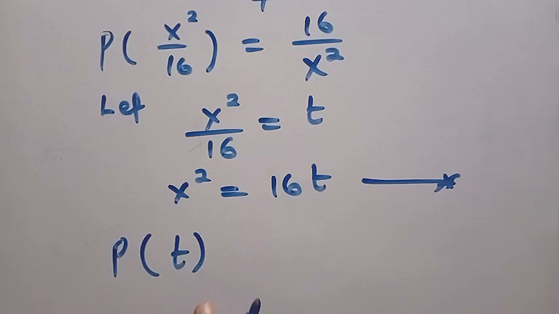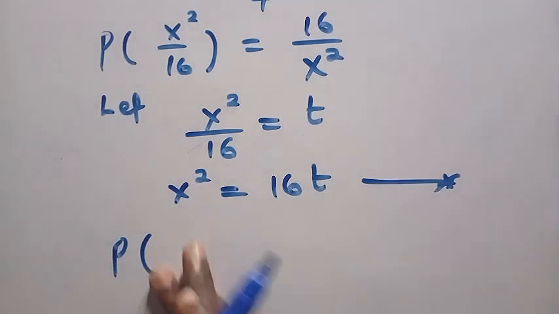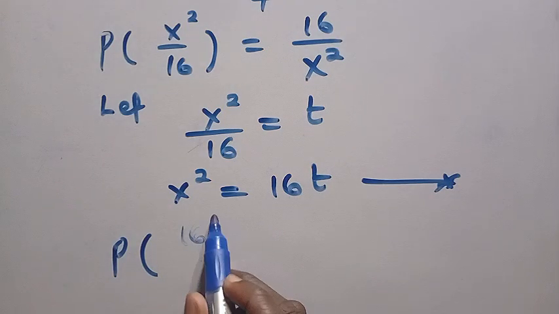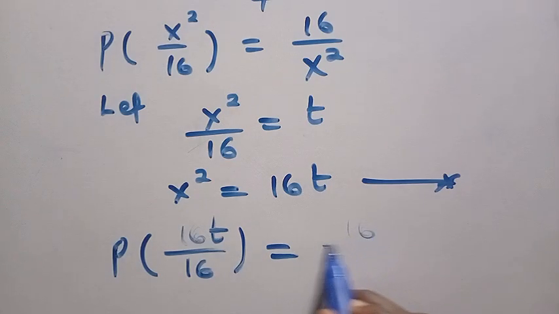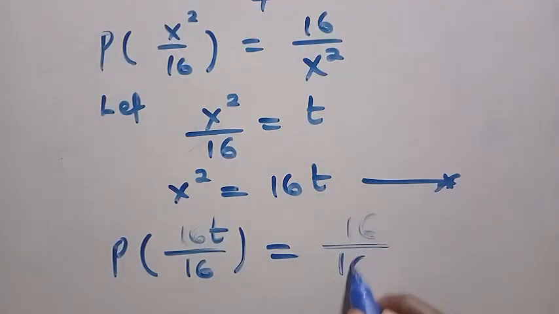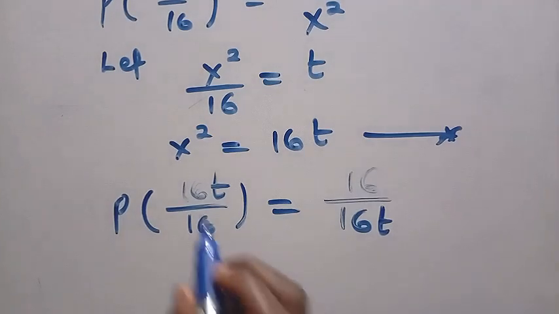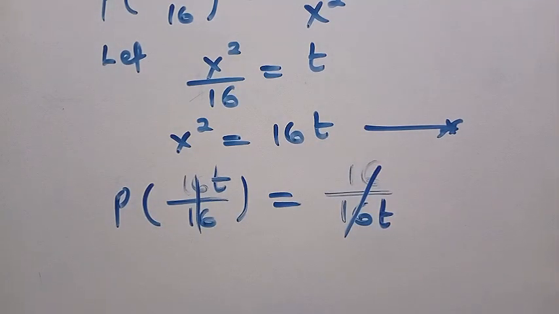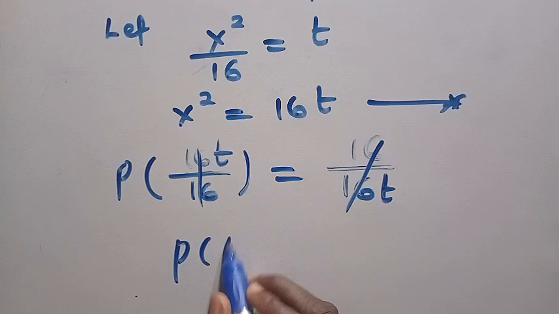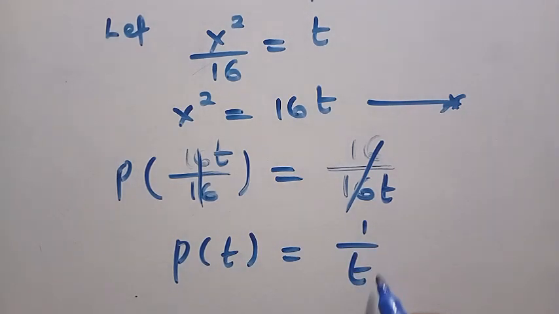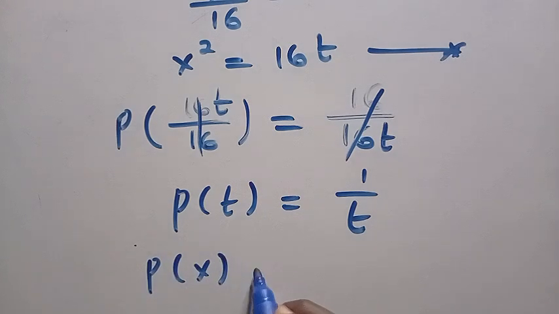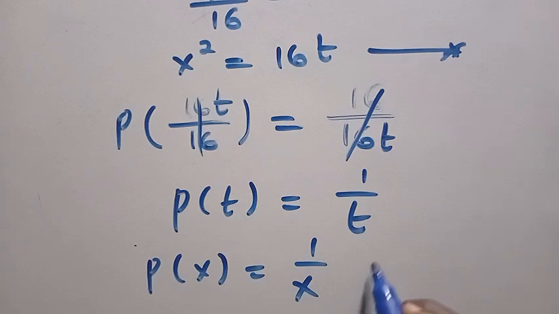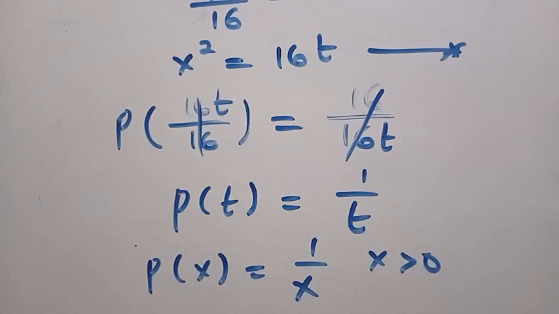Or if you can't do that, instead of x squared, we are going to change x squared to 16t divided by 16 equals, also we have 16 divided by x squared becomes 16t. So 16 cancelled 16 and also 16 cancelled 16. We have p of t equals 1 divided by t. And let's change t to x, as we have p of x equals 1 divided by x, where x is greater than 0. So this is how we solve this.